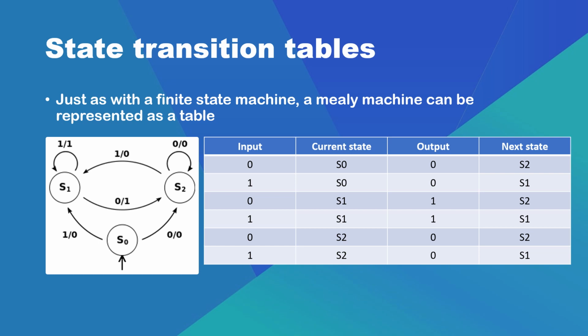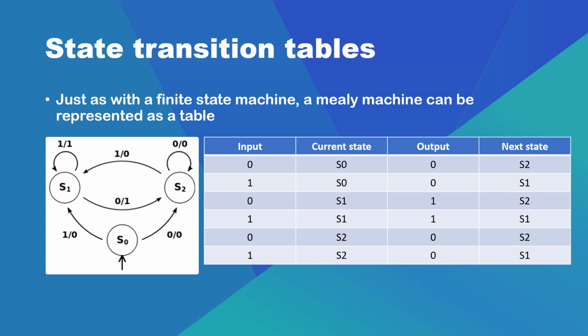However, if in state 1 we receive a 1 as input, then the output will be 1, but we will stay in state 1. If we're in state 2 and we receive a 0 as the input, the output will be 0 and we will stay in state 2. However, if we're in state 2 and receive 1 as the input, then the output will be 0 and we'll move to state 1.